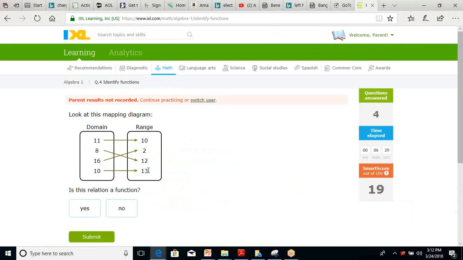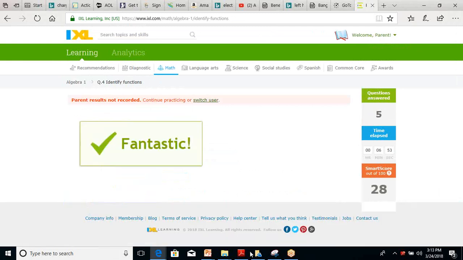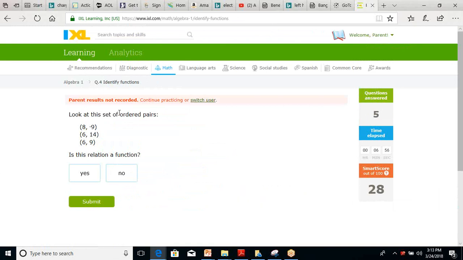10, 13. Is each x value paired with one y value? Yes, sir. Right. So this relation is a function. Each x value is paired with only one y value. All right. So it's a function. All right. So look at this set of ordered pairs. Is this relation a function?